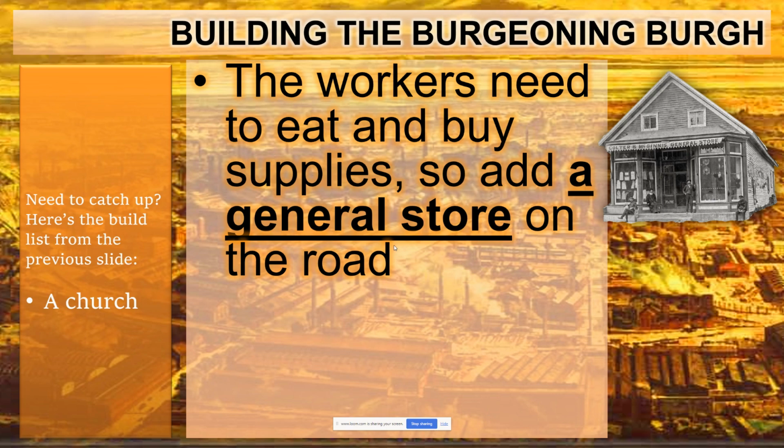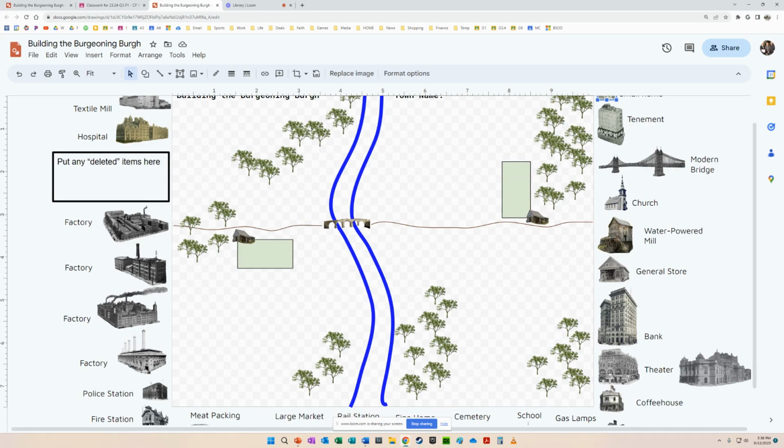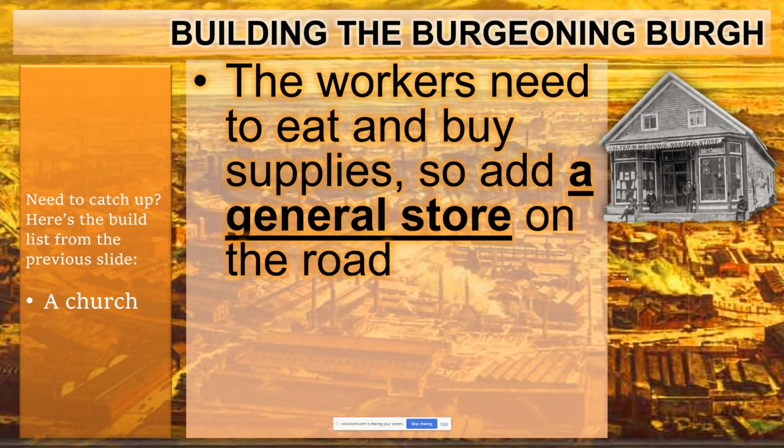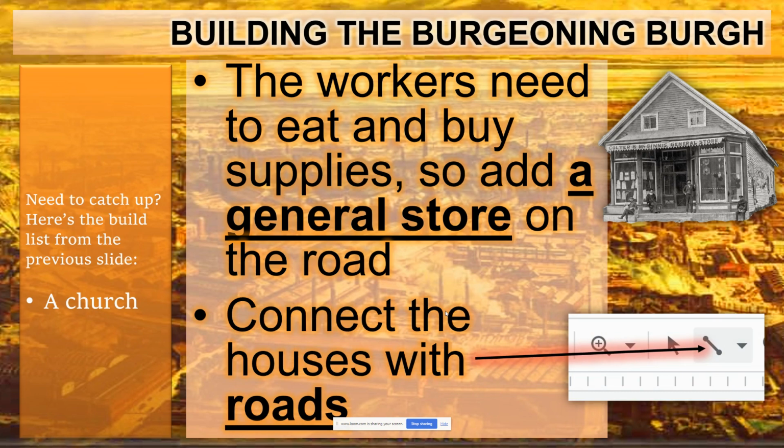Okay, so what you want to do is find a general store and put it on one of your roads, whether it's the main road or a road that you've added so far. The general store is located on the right-hand side here. Go ahead and add a general store on the road. And then once you have that, make sure you connect the houses that you've already built with some roads as well, so that everybody's connected.